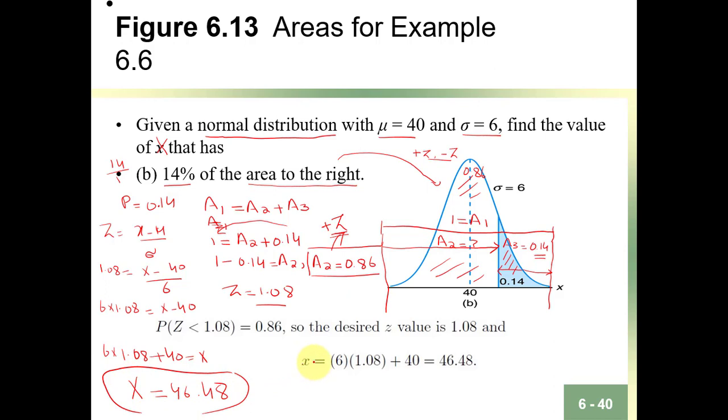So we will say that for the value of the random variable x equal to 46.48, we will have an area of 14% to the right side of this random variable on a normal distribution curve. So I hope you people got this question clear.